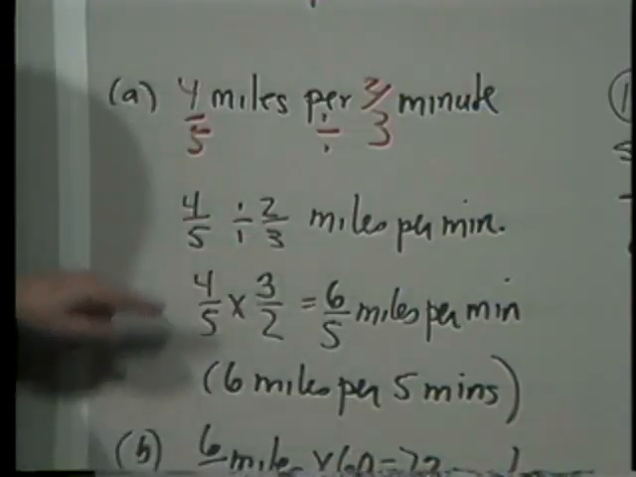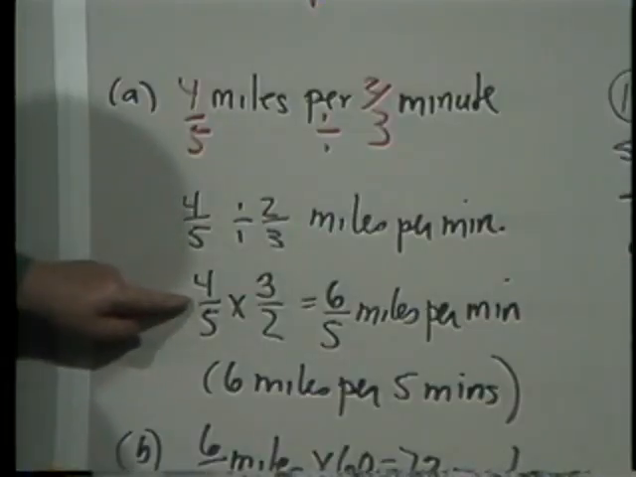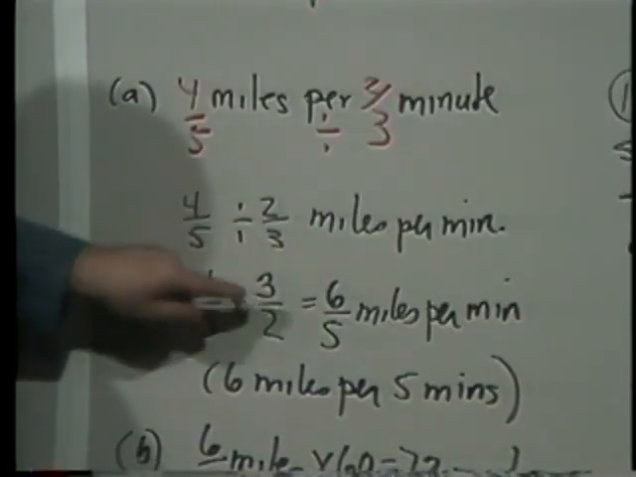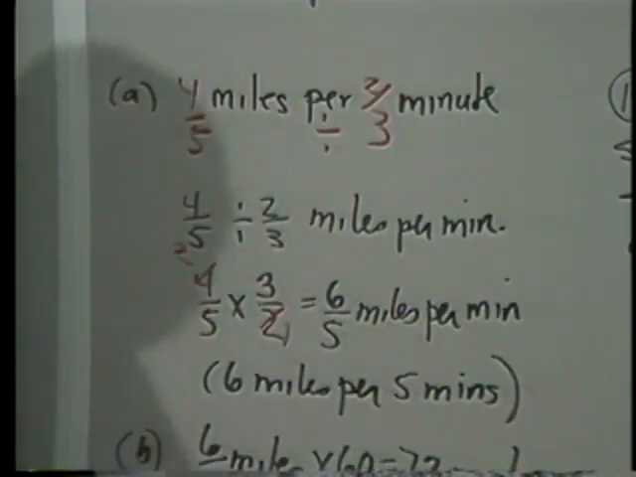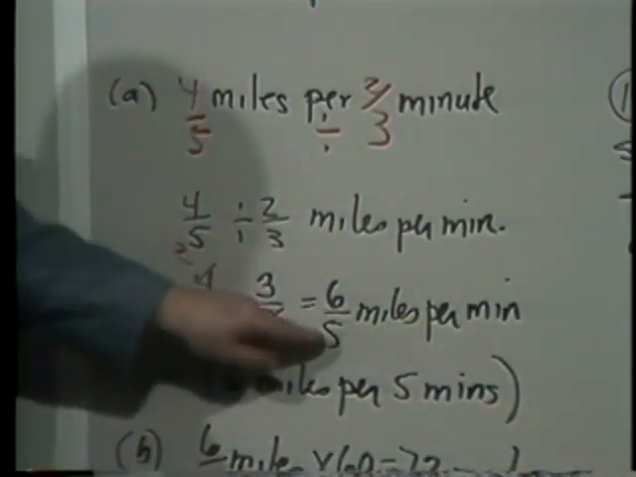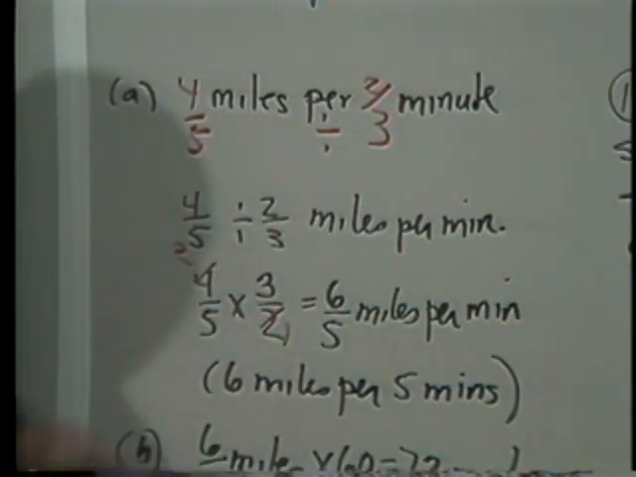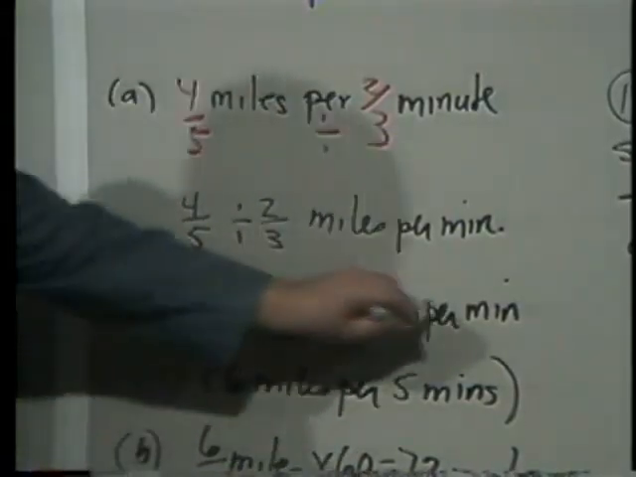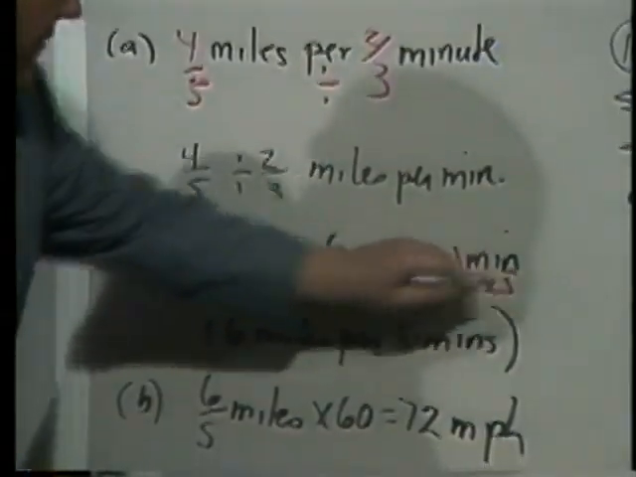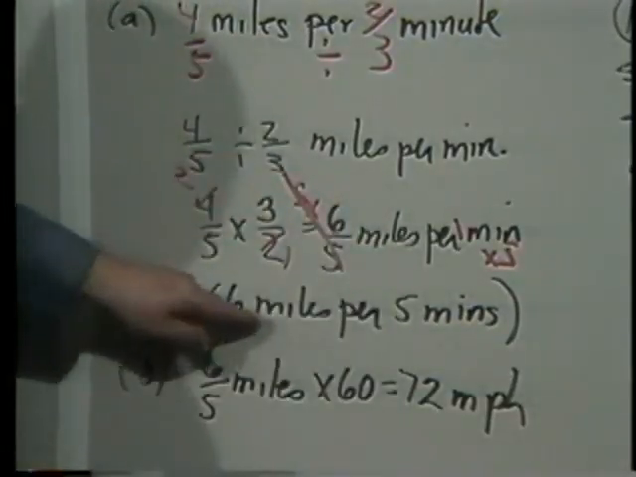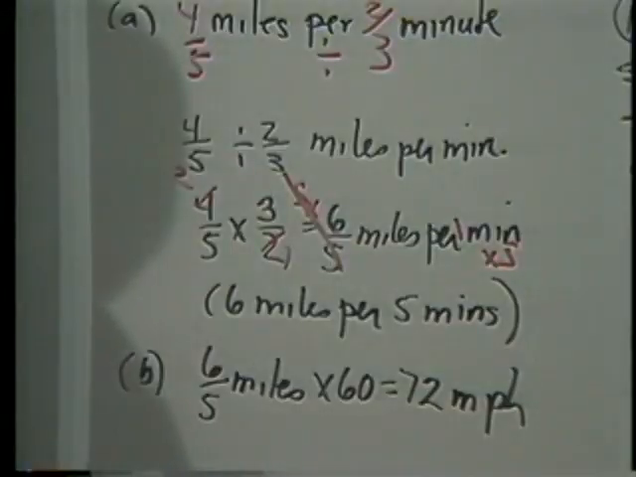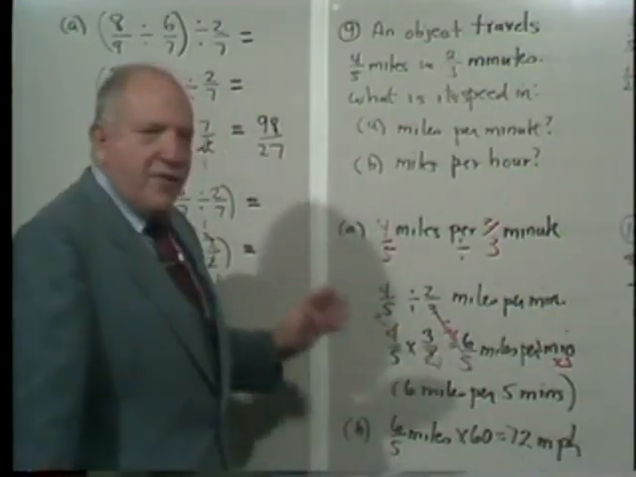4/5 divided by 2/3. How do we divide? You leave the 4/5 alone, change the division to a times, invert the 2/3 to get 3/2. 2 goes into 4 twice, so you get 6/5 miles per minute. Again, if this bothers you, 6/5 of a mile per minute is the same rate as what? 6 miles per 5 minutes. In other words, this is per 1 minute. If I times this by 5 and this by 5, you see a rate of 6/5 of a mile per 1 minute is the same as 6 miles per 5 minutes. See, this sounds like a fraction, this sounds like a whole number, but who cares? The answer is 6/5 of a mile per minute.